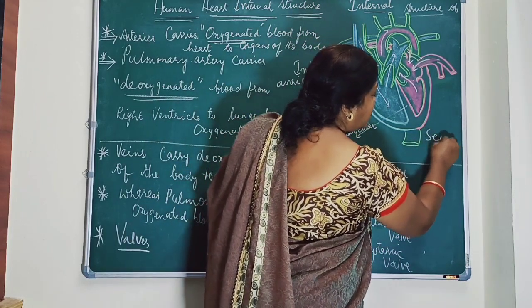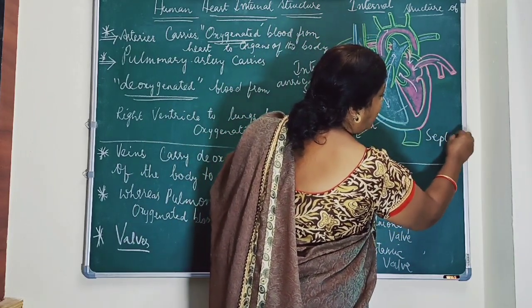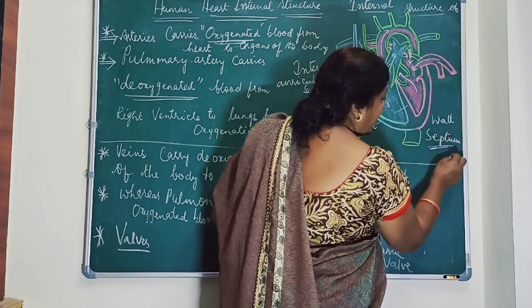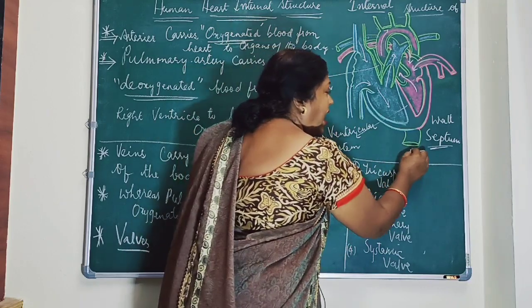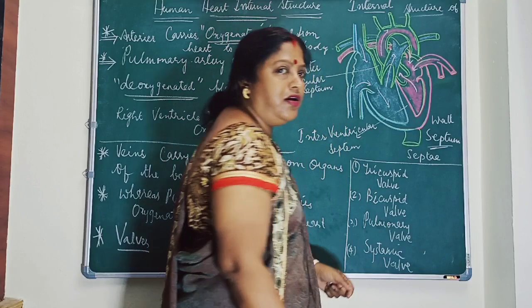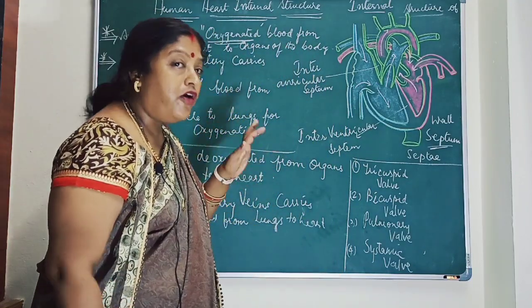So what is it called, children? Septum. A wall called septum. Septum is singular and septae is plural. Now first we will study the walls in the heart.